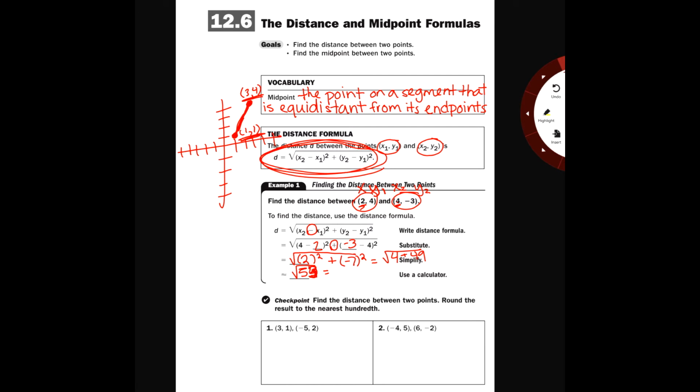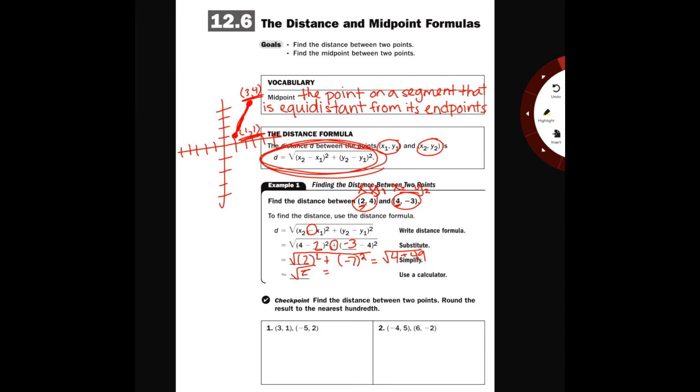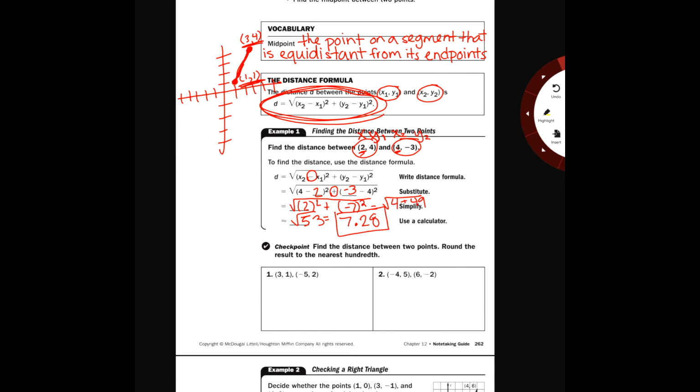Which can definitely not be reduced. Oh, it's struggling here. So this was a 2 squared plus negative 7 squared, which is radical 53, which cannot be reduced, but you can estimate it to be about 7.28. So the distance between those two points is 7.28.